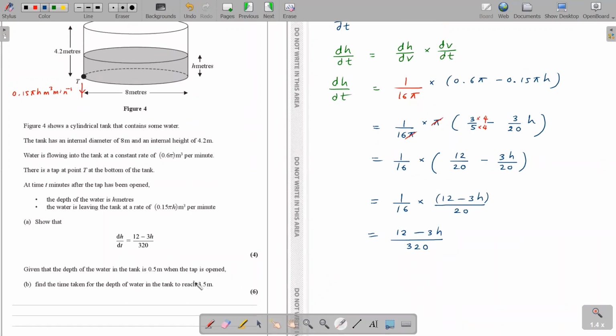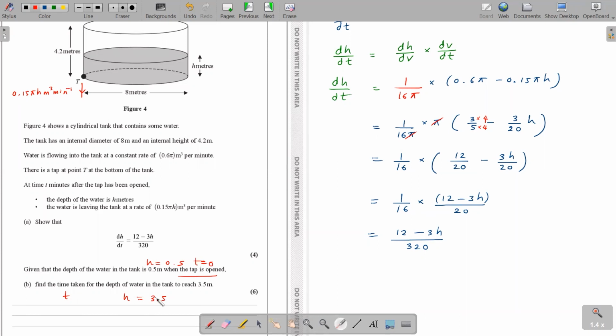So when the tap is open, this is what we consider as what? Time what? When the tap is open, I mean at t means after the tap has been open. So when the tap is open, it means it's the point when time is 0. At time 0, h value is how much? 0.5. Okay, so these are values that we can use to get this constant. But they are asking you to find the time taken for the depth of water in the tank to reach 3.5. You have to find the time taken for h to be 3.5.